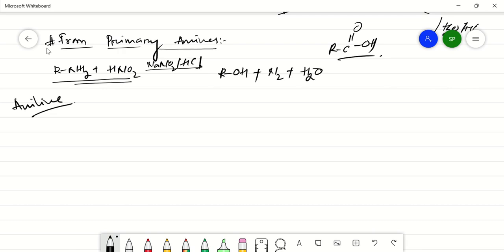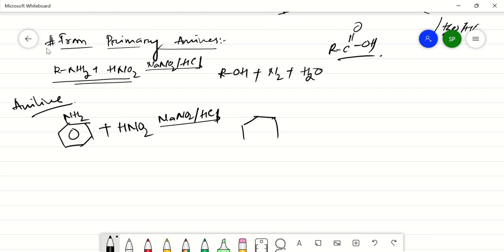This is the diazotization reaction, the production of diazonium salt. If you see this benzene, aniline, if we react it with HNO2 in the presence of NaNO2 and HCl, this produces diazonium salt, N2 plus and Cl minus. This is a stable complex.